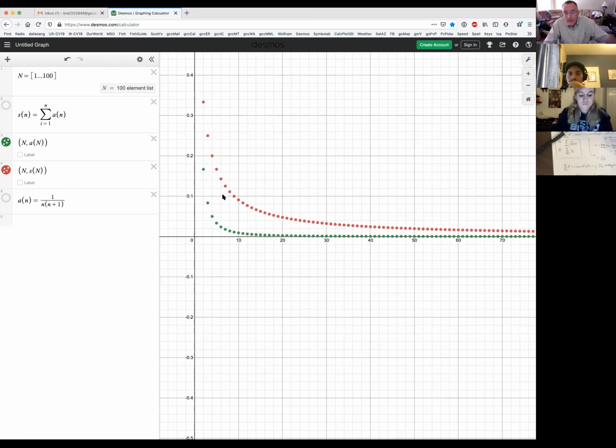Okay, so remember the terms are green, the sums are red. The terms look like they're going to 0. Well, for sure they're going to 0. Look at this, what's going on? As n gets bigger, what's the limit of this sequence? n's in the denominator, so it goes to 0. Are we okay?